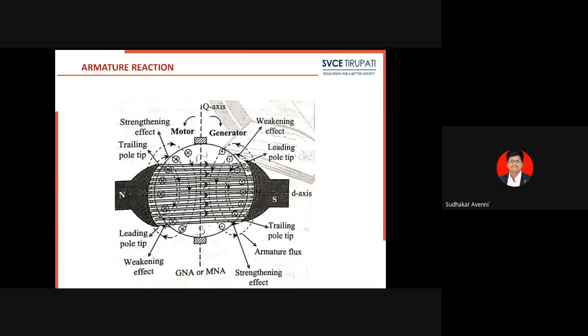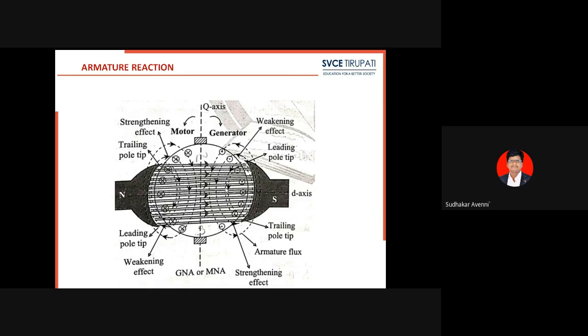Coming to the points of cross magnetization and demagnetization. See the picture here, the armature reaction schematic diagram. Suppose there is no current flowing through the armature winding, only the main field flux exists. That flux always flows from north to south. This is the main field flux. Horizontal lines are main field flux.